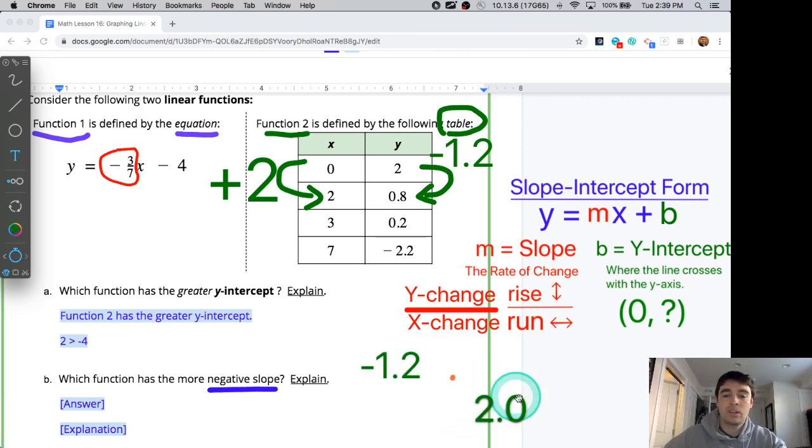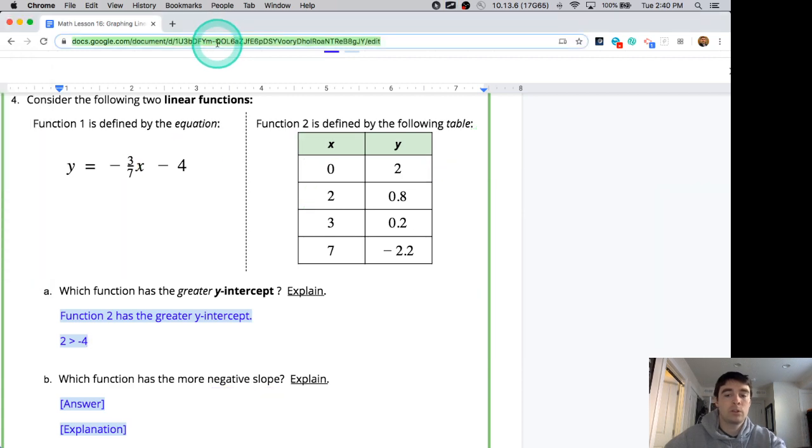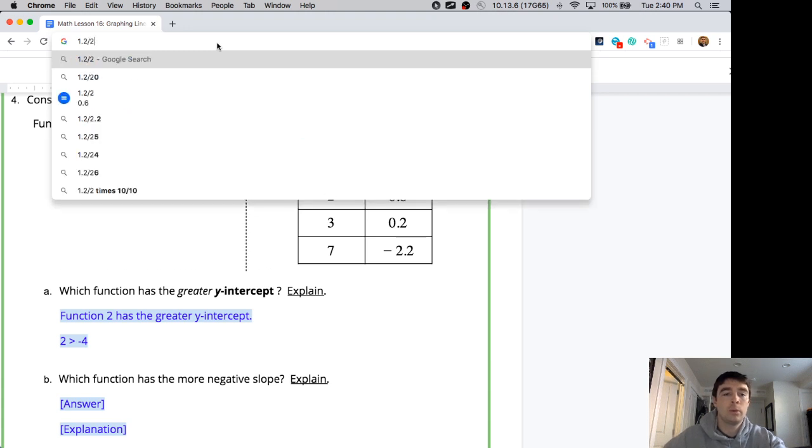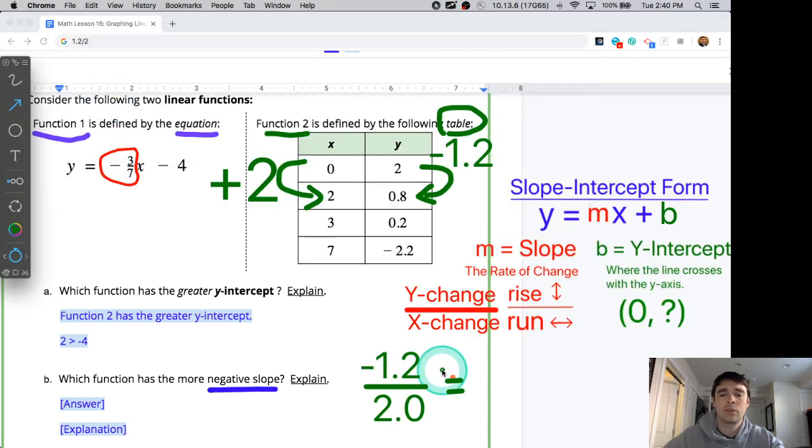And if that's our slope for the second one, negative 1.2 over positive 2, we're going to have to do some division here to figure out what that works out to. 12 over 20, or negative 1.2 over 2.0. I'm going to go ahead and use my calculator here. 12 divided by 20, or in this case 1.2 divided by 2.0, gives us 0.6. It's the same thing as 6 over 10 if you simplify that fraction. So this gives us a slope here of 0.6.